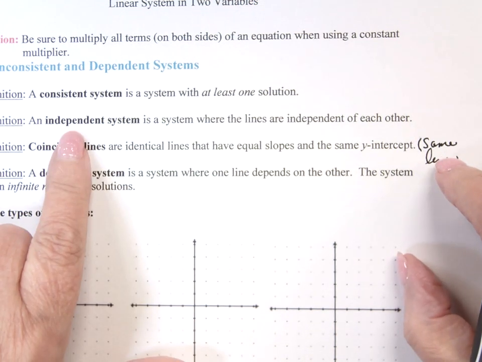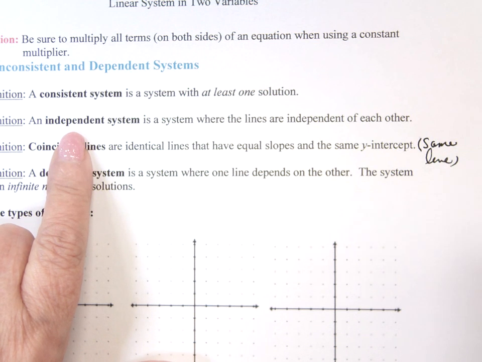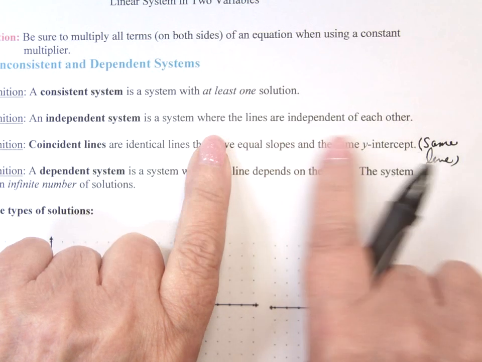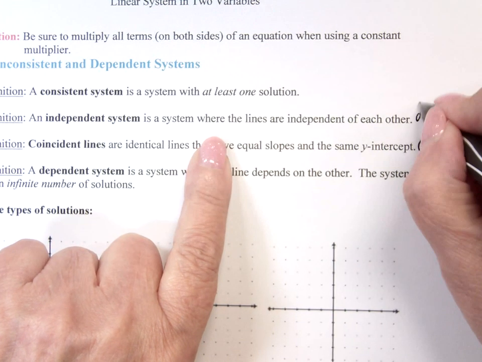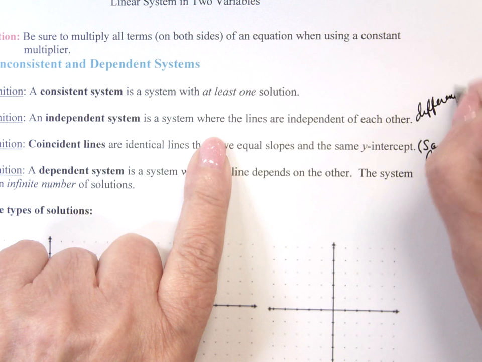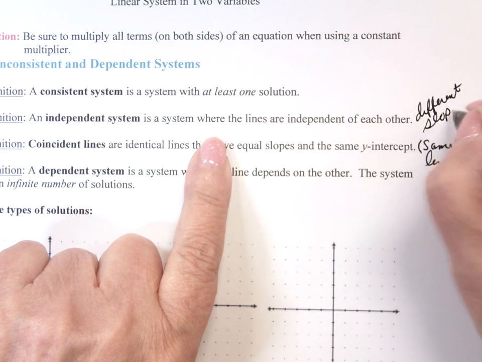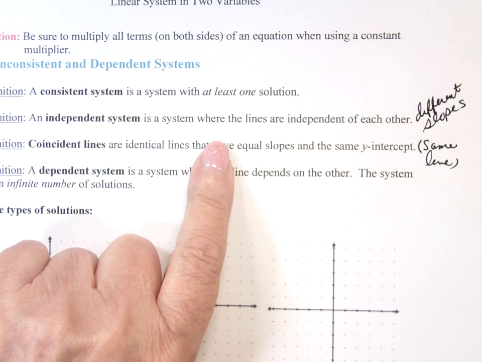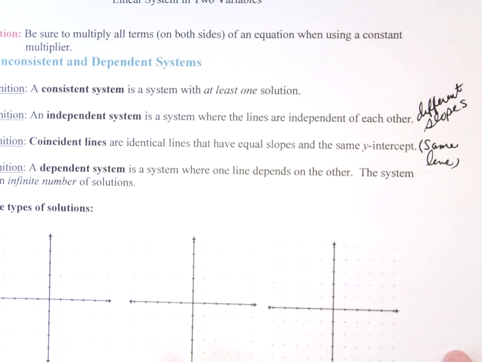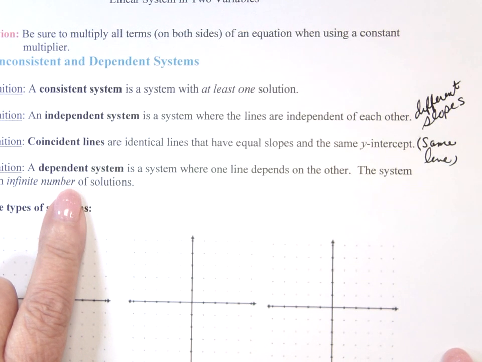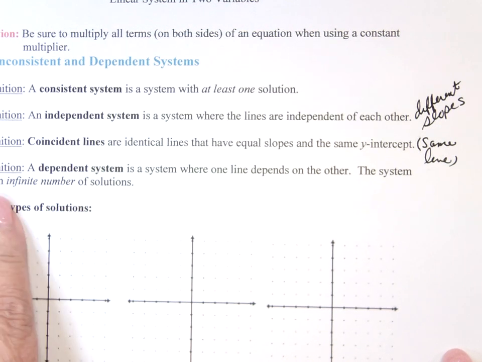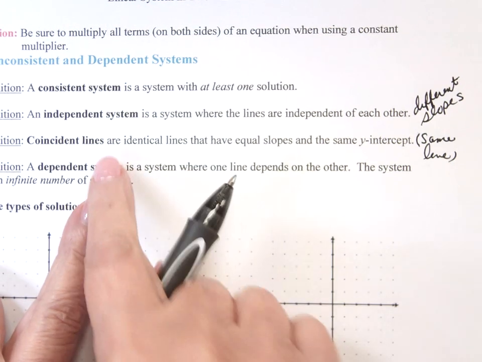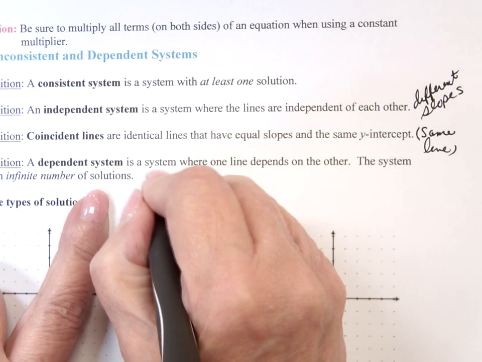And when they say independent system, what they're really saying is these guys have different slopes. The lines are independent of each other. That's what that means. A dependent system is a system where one line depends on the other. The system has an infinite number of solutions. It really is the same thing as the coincident lines. It just means they are the same lines.